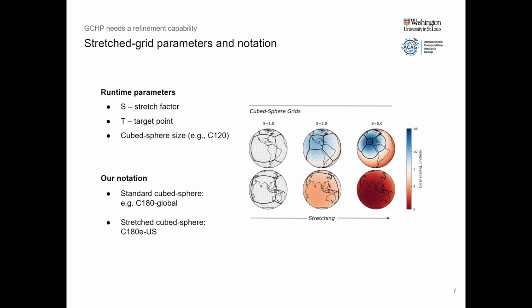And so for the notation, for example, a C180 cube sphere, so no stretching, would be written C180-global. The global refers to the fact that the resolution is quasi-uniform globally. And then for stretched grids, we're going to use something like C180EUS. So that would be C180 effective, and then the suffix is the region where the refinement is. So this would be C180 equivalent in the United States.